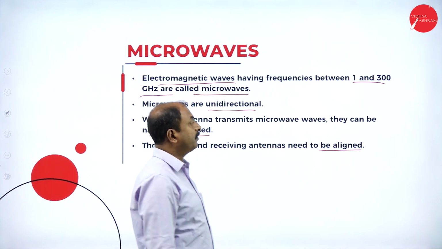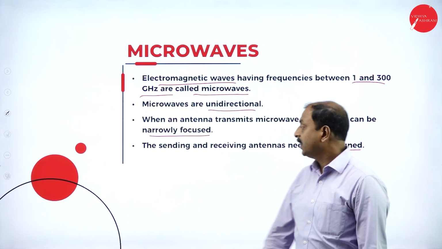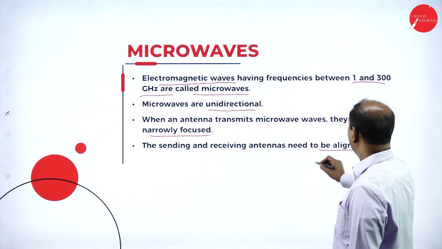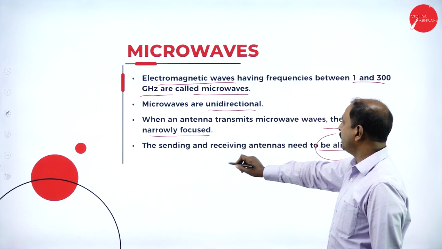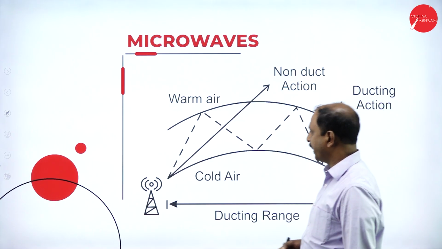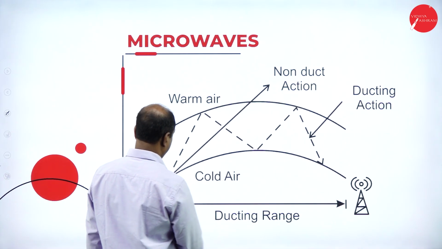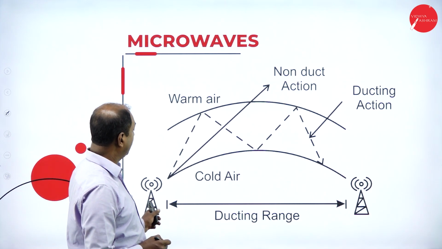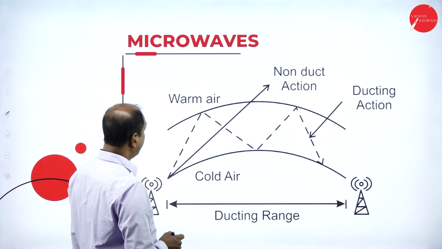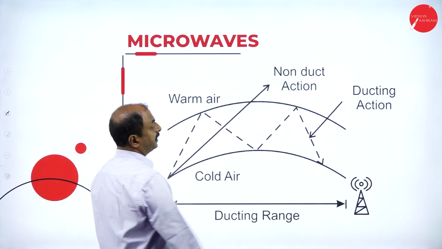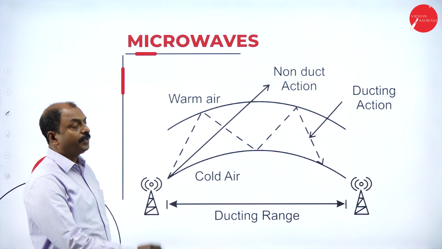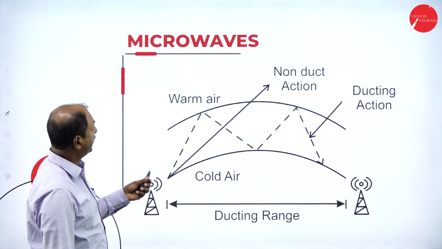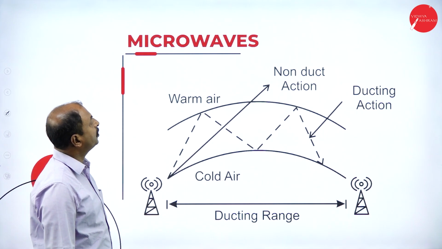Whatever antenna we are using has to be set at a particular angle or degree. That is the meaning of both the sending and receiving antennas being aligned. Look at the diagram here. This is the range, and this is the physical connectivity between the two devices or between the two towers. And this is how the microwave signal is transmitted within the frequencies between 1 to 300 gigahertz. This is an example of microwave communication.